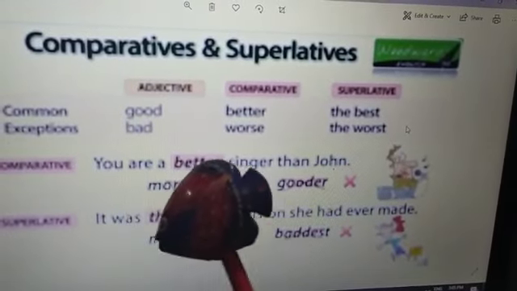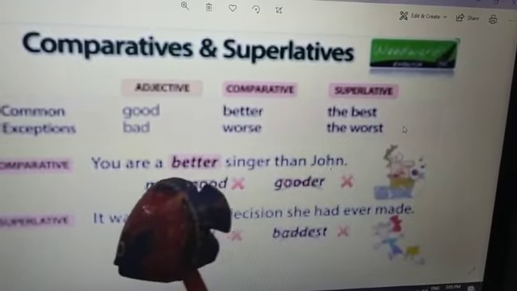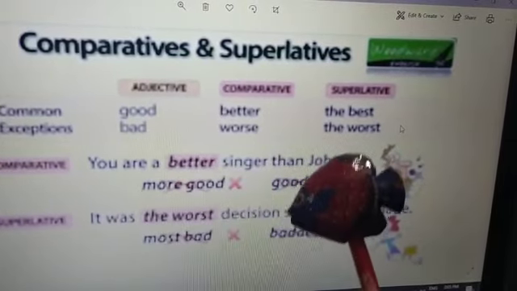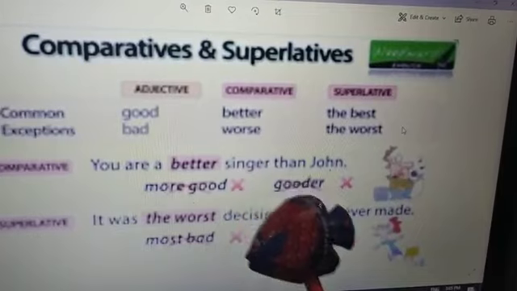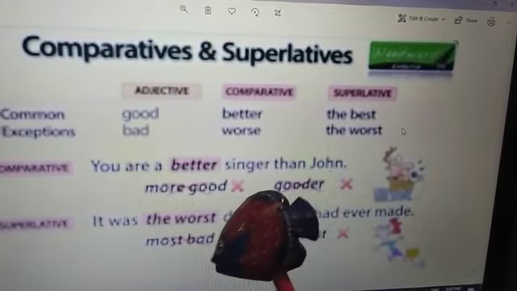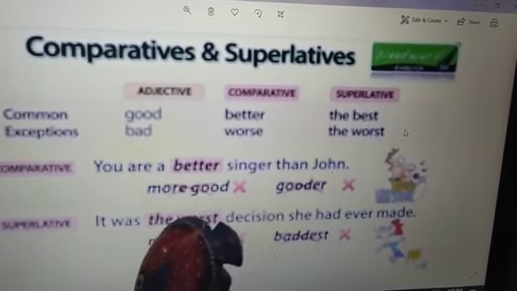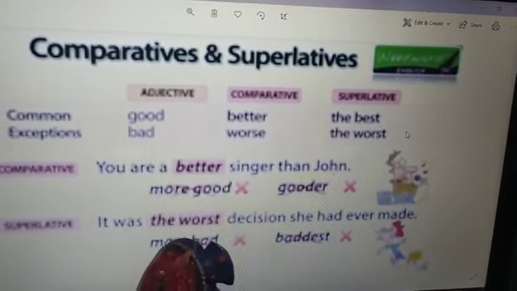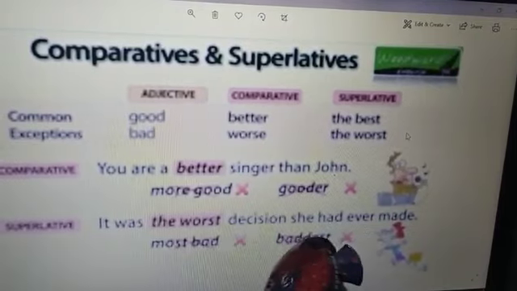You are a better singer than John. We will not write you are more good than John, but we will write you are a better singer than John. Or gooder, also we will not do. Superlative: it was the worst decision she had ever made. This is the right sentence. We will not write most bad or baddest.